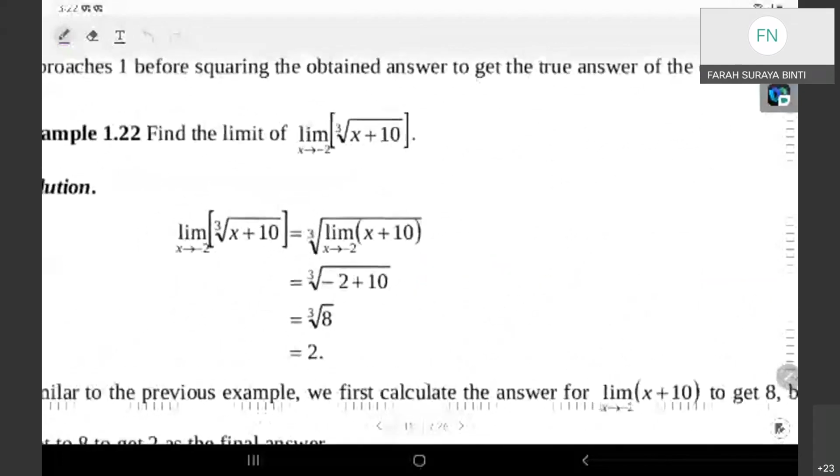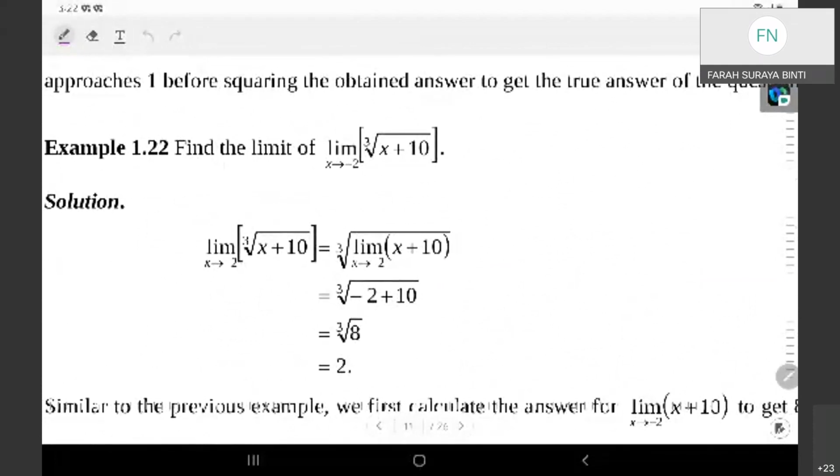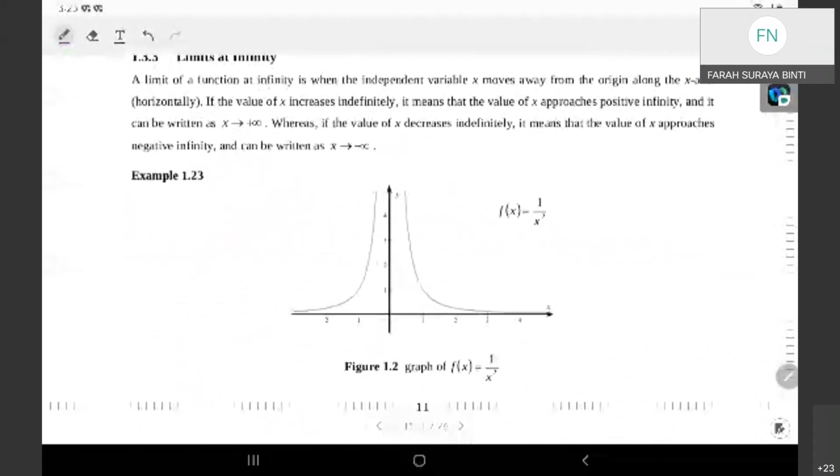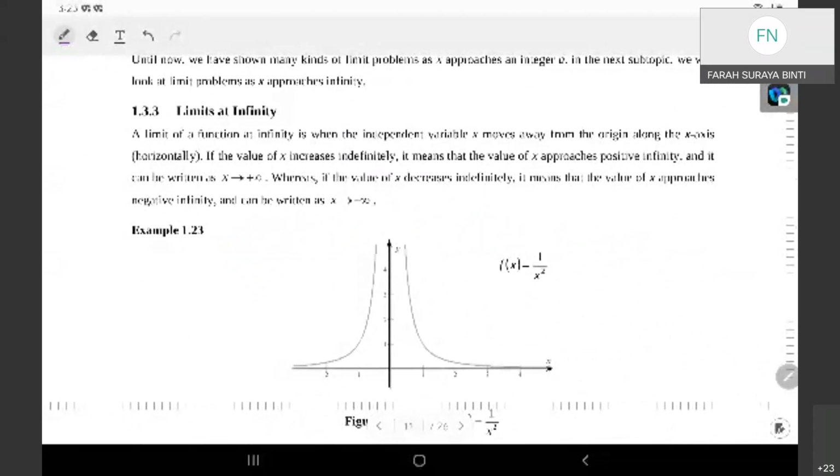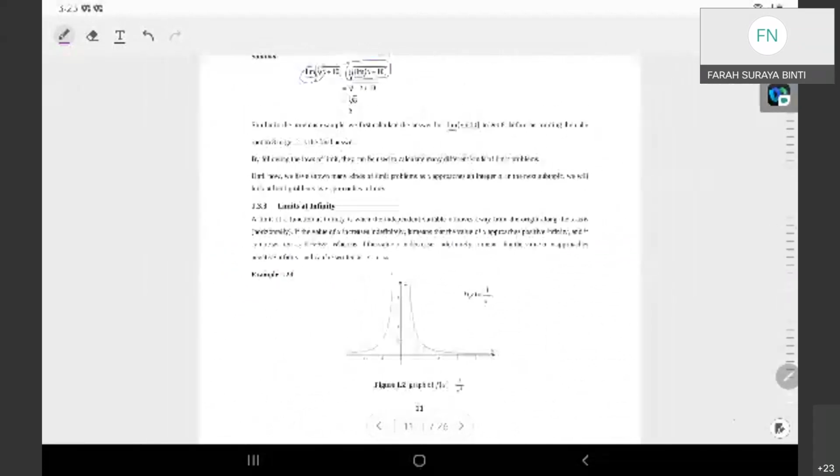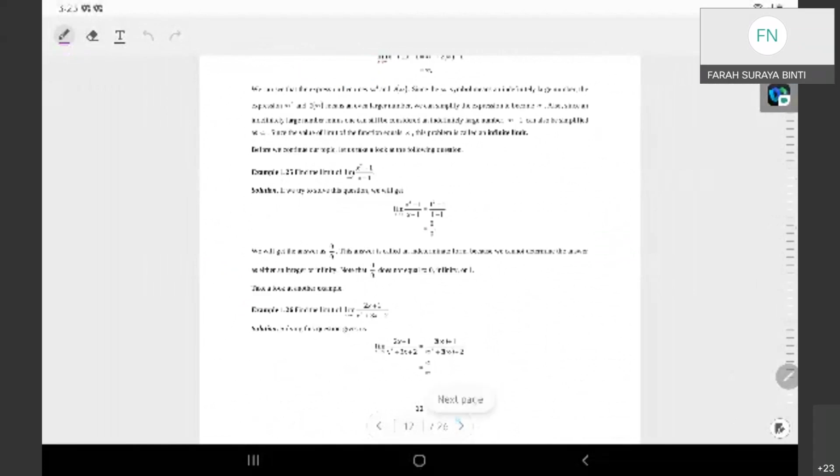Ini contoh yang ada surd ataupun square root, cube root. Okay, limit ada cube root x plus 10 kat dalam. So, tengok kat sini, limit ni dia bawa masuk dalam. So, akan jadi macam ni lah. And then solvekan kat dalam ni, barulah last kali kita cube rootkan dia. Okay. So, limit at infinity kita akan masuk minggu depan. Okay, limit at infinity. So, untuk tutorial, kita dah habis kelas lecture untuk hari ini.